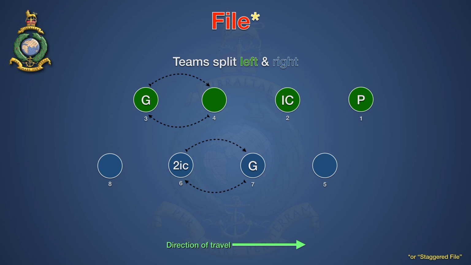And then we have this other version, where the teams split left and right. Whereas before you had all of Charlie at the front and all of Delta at the rear, in this case the teams have split left and right. Charlie have moved over to the left hand side and all of Delta have moved over to the right. Again, it needs to be clear beforehand which of these versions you're going to do.